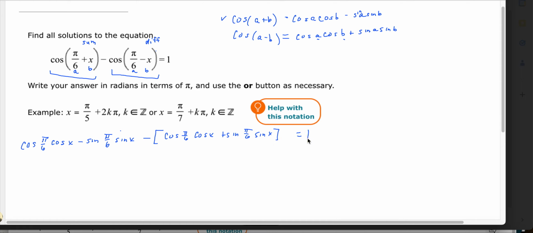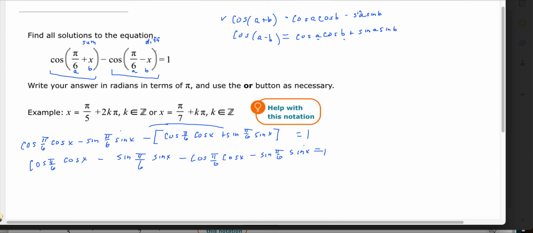Okay, so what will happen here when we distribute that negative sign, again, we'll have cosine pi over 6 cosine x minus sine pi over 6 sine x, and then distributing the minus, minus cosine pi over 6 cosine x, and then again that minus will go to this one, so minus sine pi over 6 sine x equals 1.